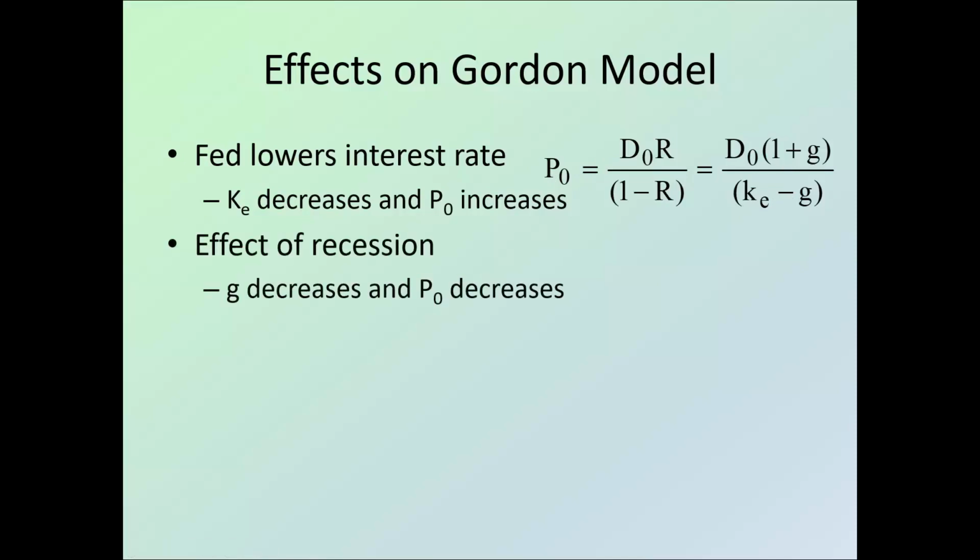Second, effect of recession. During a recession, demand side recessions are typically associated with deflation. So when there is a recession, there is a deflation, growth rate of stock cash flows or dividends will decrease. In other words, G decreases. So if G decreases here, KE minus G will increase and the numerator will also decrease.